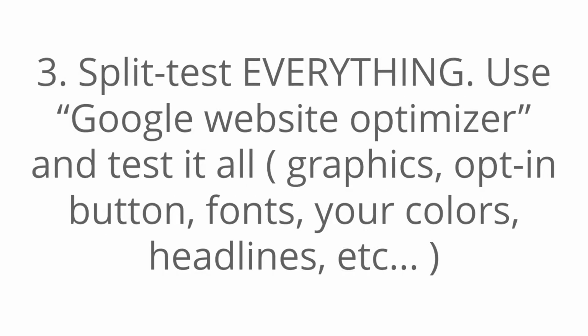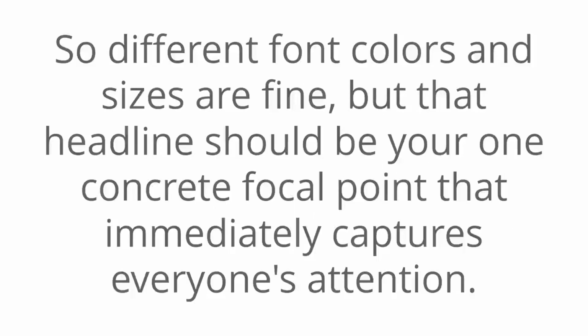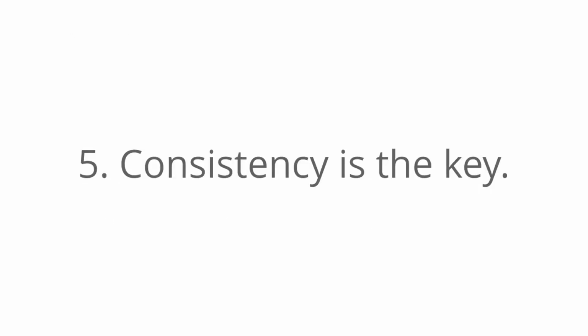Number 3. Split test everything. Use Google Website Optimizer to test it all, and this would include graphics, opt-in buttons, fonts, your colors, headlines, etc. Number 4. Remember, everything should trickle down from the headline. So different font colors and sizes are fine, but that headline should be your one concrete focal point that immediately captures everyone's attention.